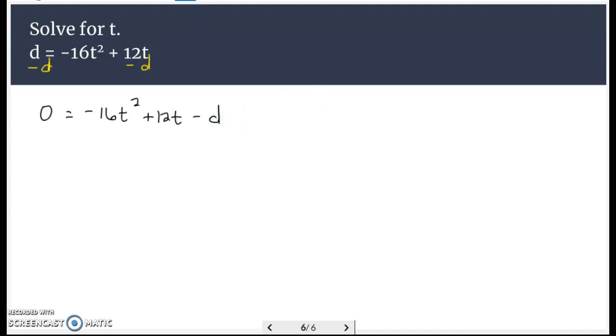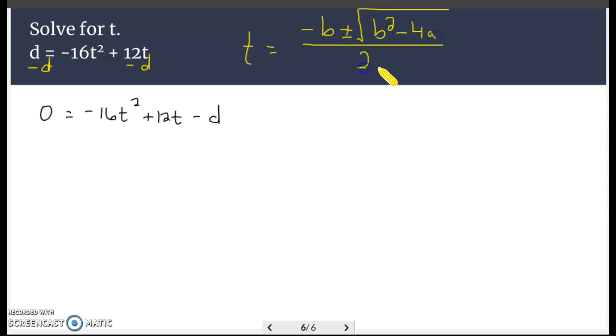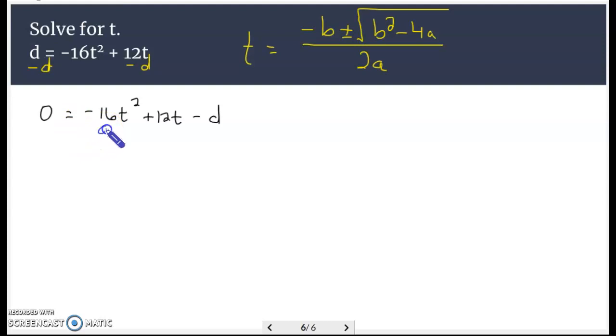Alright, if you remember our quadratic formula, write it up here. In this case, t, not x. The formula is negative b plus or minus square root symbol. Inside the square root symbol is b squared, subtract 4ac, and the denominator is just 2a. Well, we need to figure out what our a, b, and c are in this problem. A is negative 16, b is positive 12, c is negative d. So now it's going to be a matter of fitting this all together in the quadratic formula.